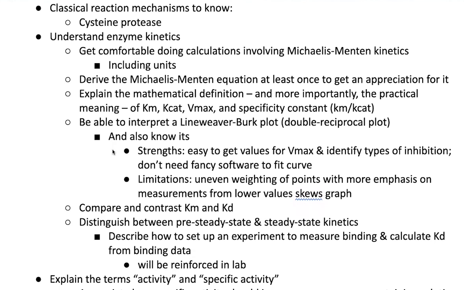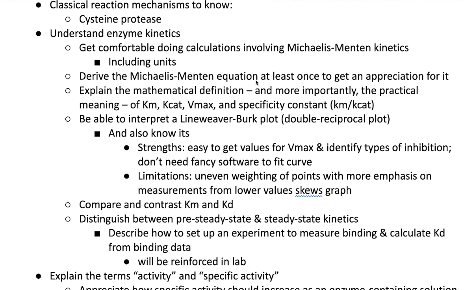Understand enzyme kinetics. So now we're talking speeds. When we talk about enzyme kinetics, we're often talking about Michaelis-Menten kinetics. Get comfortable doing calculations with these and make sure you include the units. Derive this equation at least once to get an appreciation for it, similarly to with our KD. Explain the mathematical definition and, more importantly, the practical meaning of these terms: Km, Kcat, Vmax, and your specificity constant, so Kcat divided by Km.